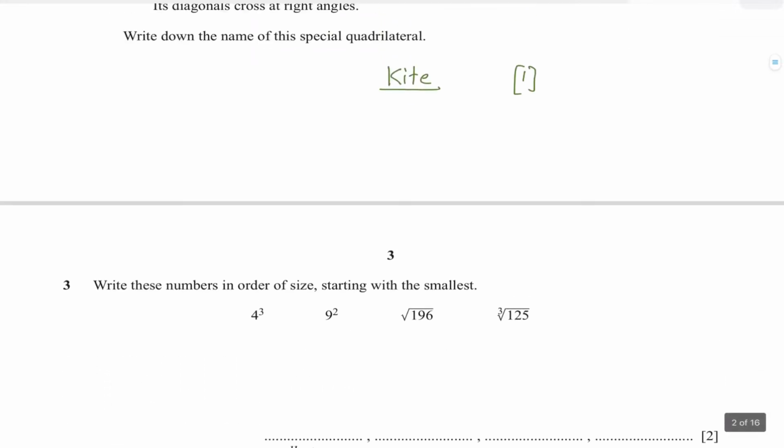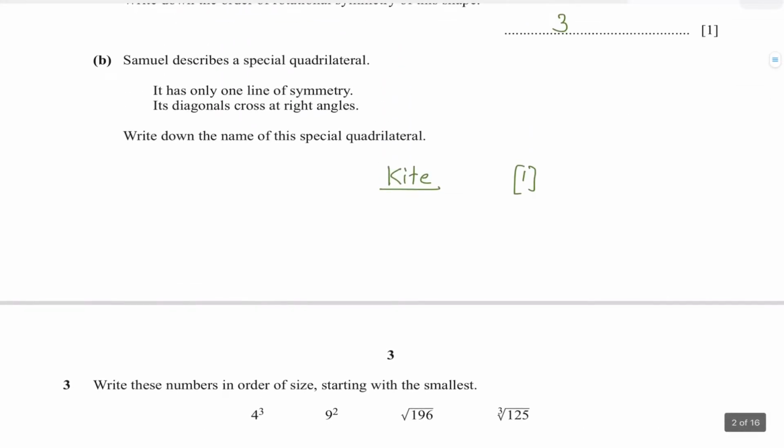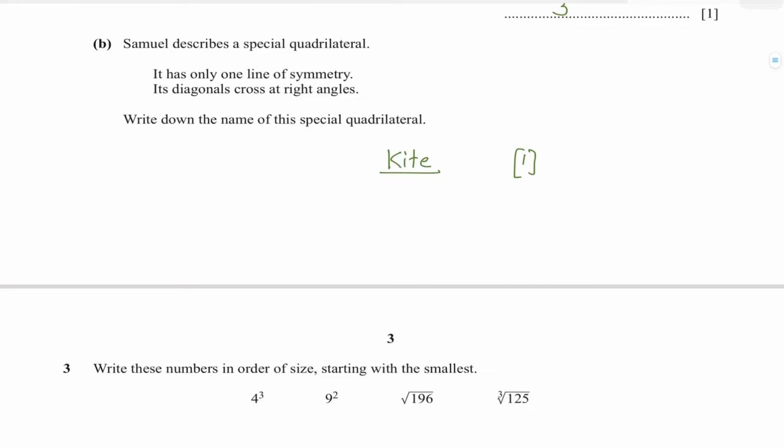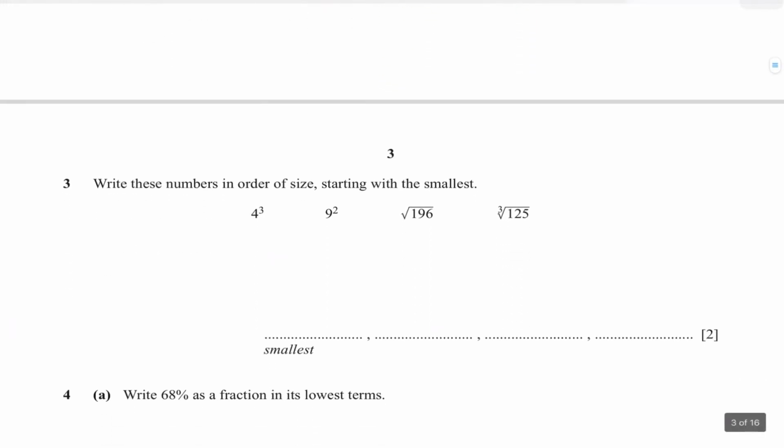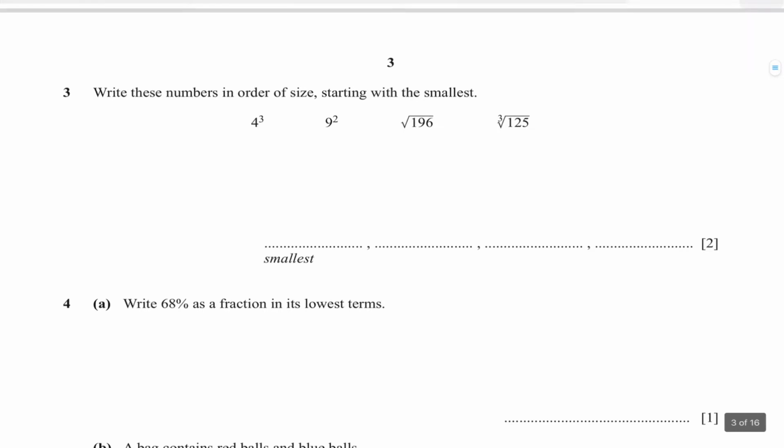Okay, it can't be a rectangle because a rectangle has 2 lines of symmetry, and for the same reason it can't be a square. A square has 4 lines of symmetry. And it can't be a parallelogram because the diagonals of a parallelogram do not cross at 90 degrees, and it can't be a rhombus because a rhombus has 2 lines of symmetry. So there you go.